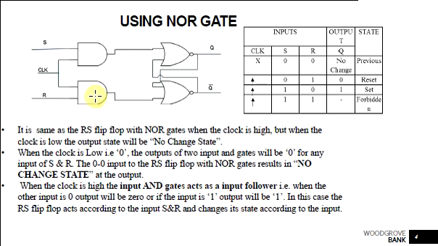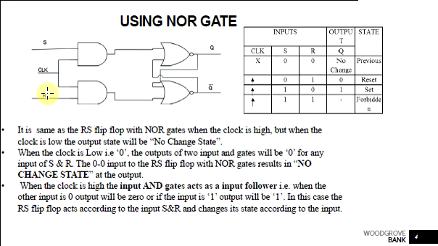According to the Boolean expression or the logic diagram of the AND gate, the output will be active only when both inputs are high. So in this case, when the clock signal is 0, let's say there is no clock pulse, that means the inputs to both these AND gates are 0. So these two AND gates will not be active.